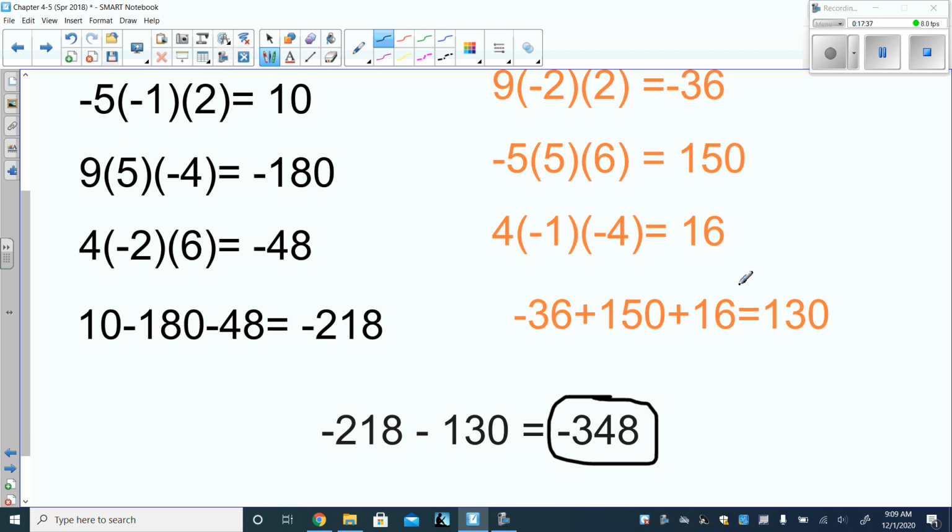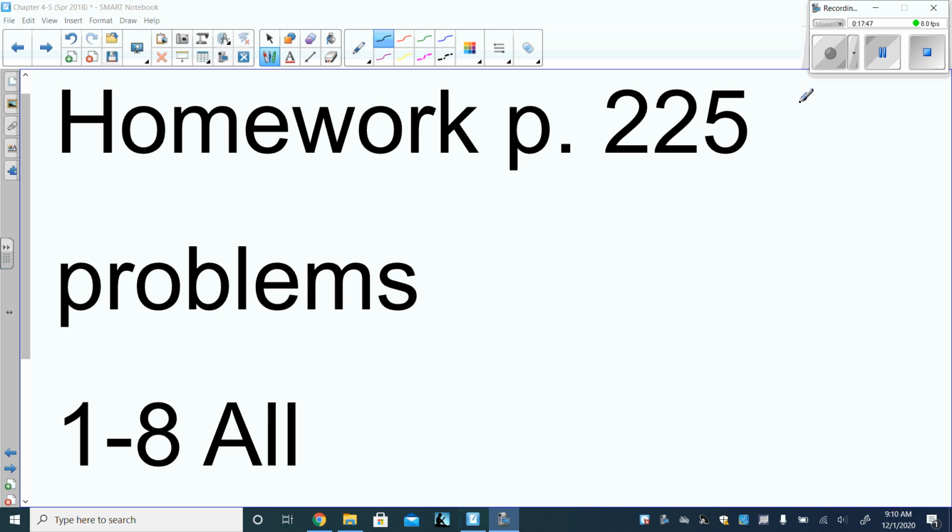So our diagonals going from left to right, add those together and subtract from it the diagonals going from right to left. And that's it for this here. So your homework assignment is going to be on page 225, problems 1 through 8 all. And that's all we have to do for this here.